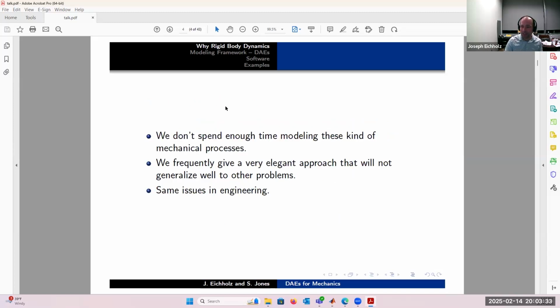But the problem is we really don't spend a lot of time modeling these kinds of mechanical processes in a typical undergraduate ODE course. We do F equals MA, which is most of what you need. But then what do we talk about? Falling bodies, spring mass damper systems, maybe pendulums, and that's probably about it. And frequently when we give a derivation, we give a really quick, very elegant approach that gets right to the equations we want, and that the students are never going to be able to reproduce.